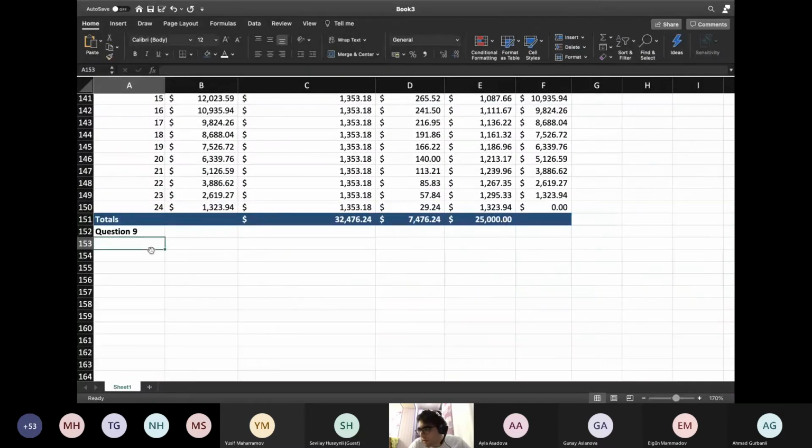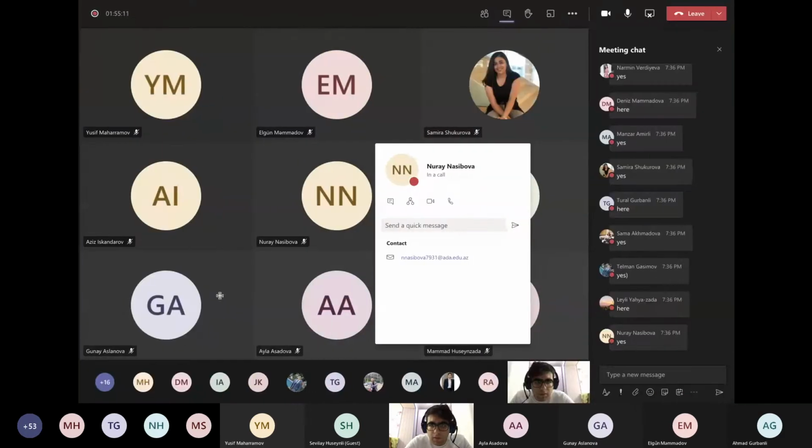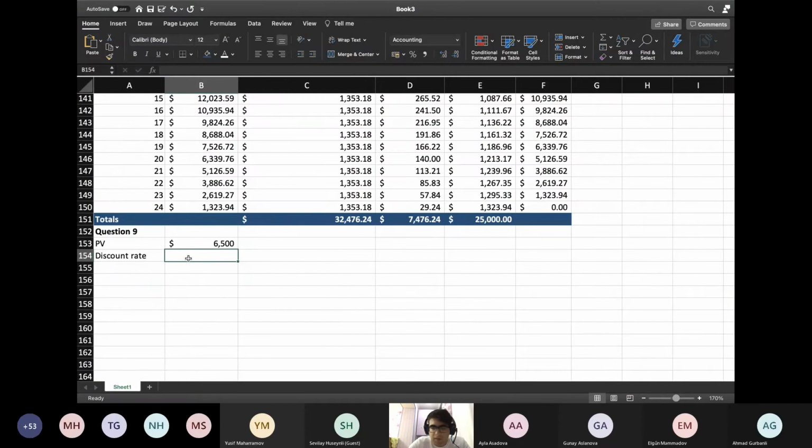So let's write our inputs. What do we have? Present value, 6500 AZN. Then we have discount rate, 12%. Periods, 4. Frequency, annual. And future value.